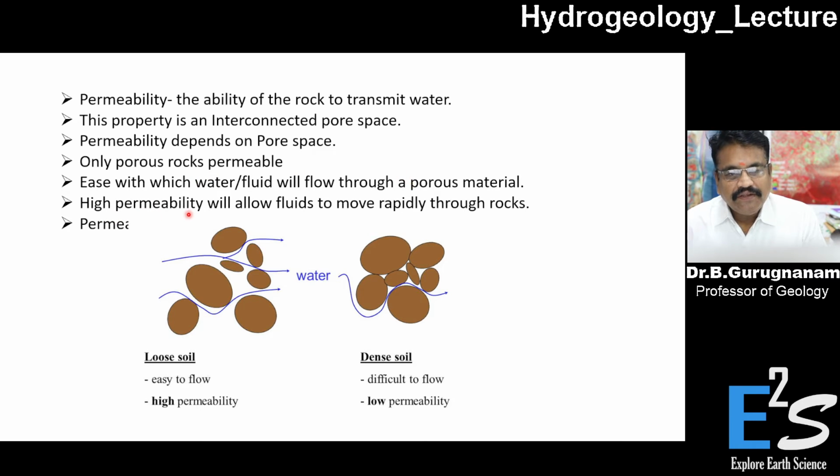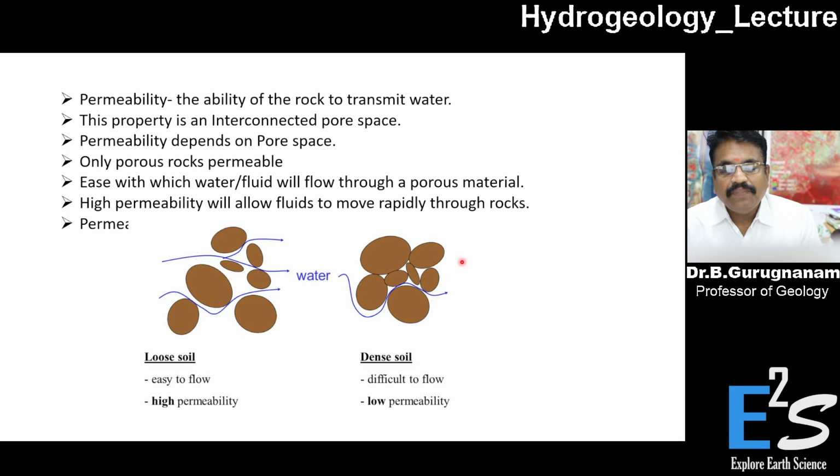High permeability, what does it mean? It means that if all pore spaces are connected with each other, the fluids will move very fast, a rapid movement. You can see there are two figures on the bottom. Permeability depends upon the material. With loose soil, it is easy to flow. If the pore spaces are free, the water will very easily flow from one part to another part.